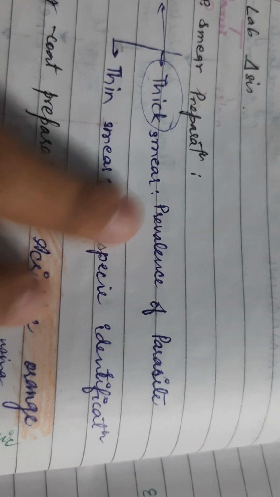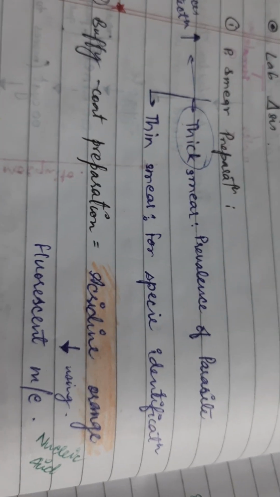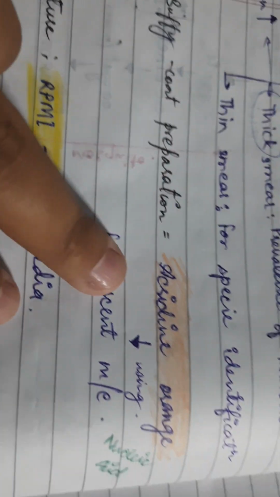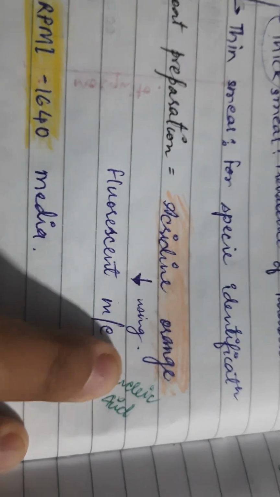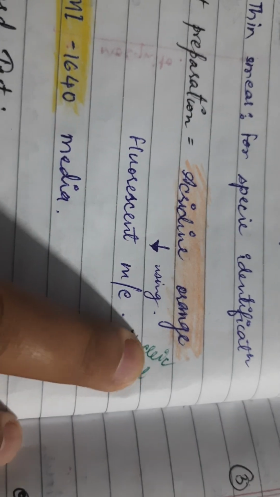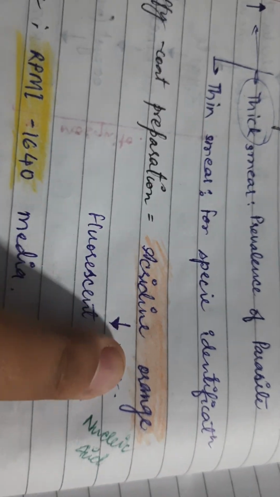But in a thick smear there are many cells, so we can judge the prevalence rate of the parasite. Increased chances. Then the buffy coat preparation: we use acridine orange, with fluorescent microscopy, which stains nucleic acid.